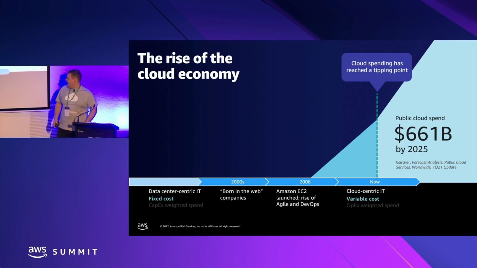Now we're at a bit of a tipping point. As cloud spend has been rapidly moving up since about 2006, Gartner here estimates that public cloud spend is going to be about $661 billion worldwide by 2025, and it's only going up. More and more companies are migrating to the cloud, and with that comes a bunch of challenges about how do you manage that spend, how do you do it efficiently, and how do you make sure that you're not getting bill shock, cost anomalies, etc.